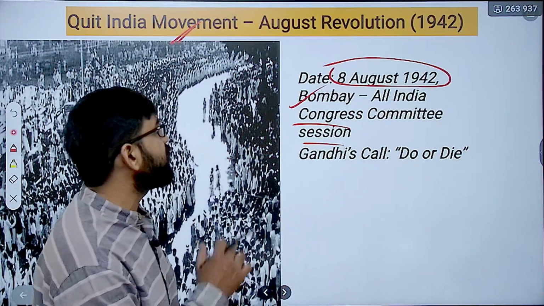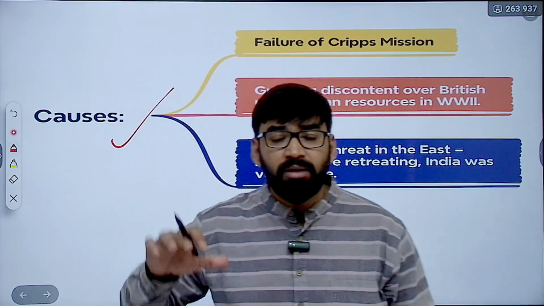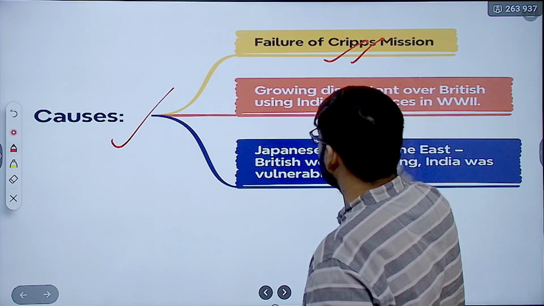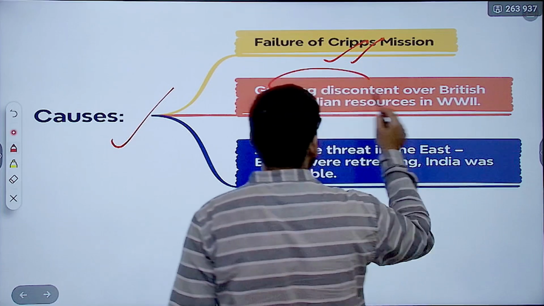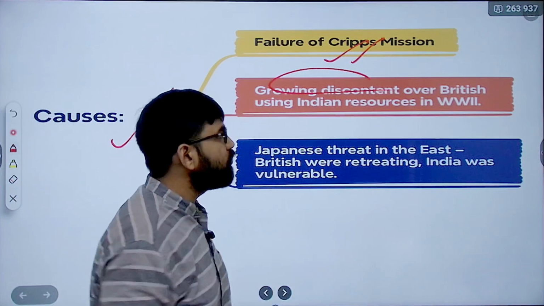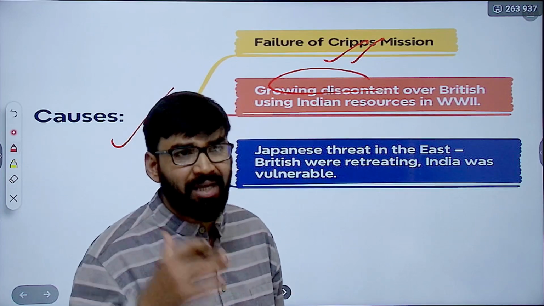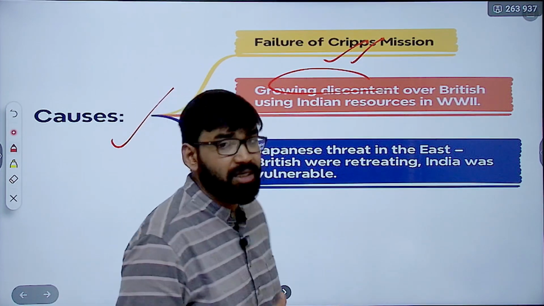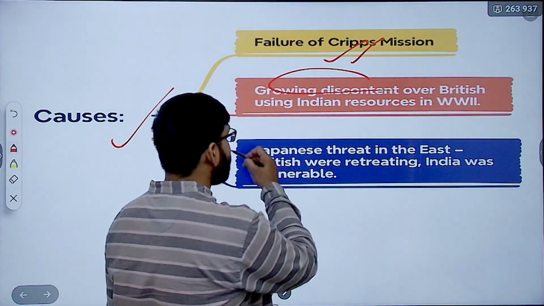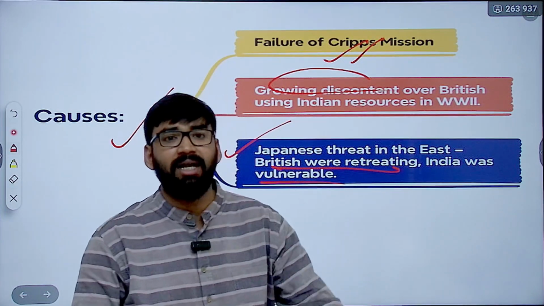So what are the causes? First of all, we need to understand the causes of the Quit India movement. The first cause was the failure of the Cripps Mission. Second cause, growing discontent over the British using Indian resources in the Second World War. The British had announced that India would support Britain in the Second World War without consulting Indian leaders. That is why the Congress ministries resigned in 1939. And then there was the Japanese threat in the east, the British were retreating, and India was vulnerable at that time.